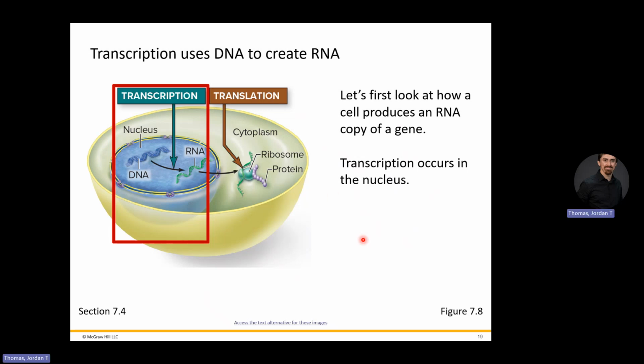Now we're going to go over transcription and translation more in depth, starting with transcription, since that's the first step of this process. Transcription uses DNA to create RNA. So let's first look at how the cell produces RNA, an RNA copy of a gene. Again, transcription starts in the nucleus, because that's where DNA is found.